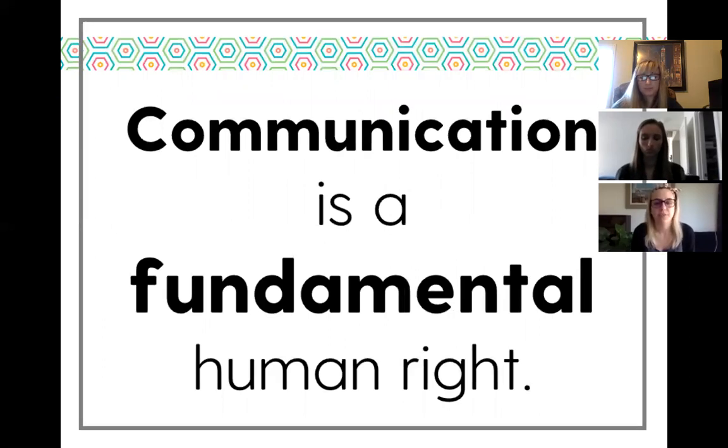And we just want to point out too that communication is a fundamental human right. So that's something that speech therapists, we advocate for. Just because someone doesn't have a voice or isn't able to use their voice doesn't mean they don't have something to say. So that's a really important thing to remember.